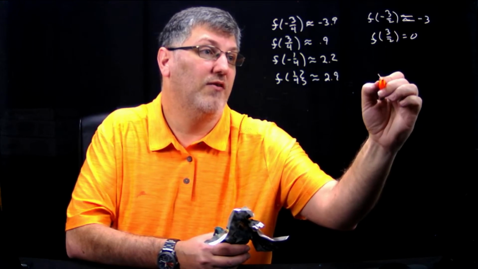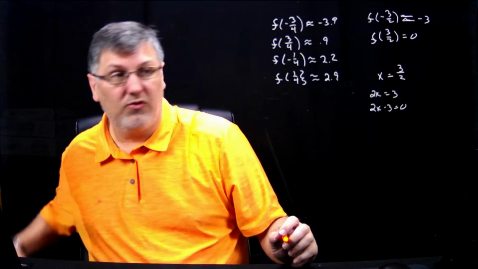If I have x equals 3/2, I can multiply by 2. I have 2x equals 3. Subtract 3. 2x minus 3 equals 0. All right. So now I can reduce my polynomial.